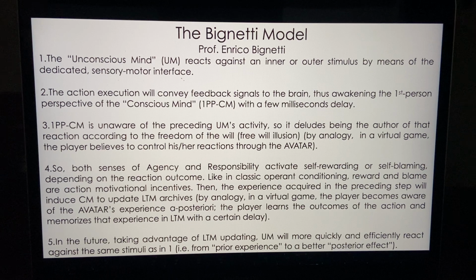So, some interesting inferences can be made in conclusion. The world as we perceive it is a virtual world. TBM explains why reality is unknown to our CM. We keep living in a virtual game in which CM moves as the avatar of UM, but the action decision mechanism of an avatar is always a step behind cognition.